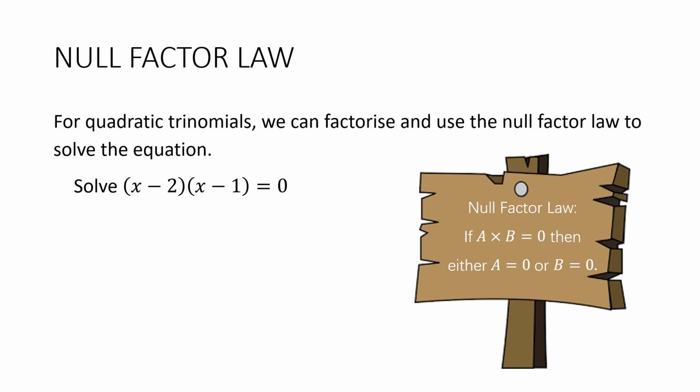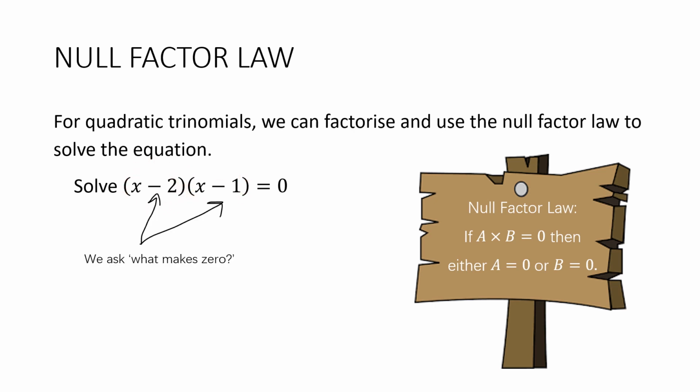So the Null Factor Law is a really, really useful law. It says if I have something times something is equal to 0, then either the first thing is equal to 0 or the second thing is equal to 0. And it makes sense because if I make this 0, it wipes the whole thing out. If I make this 0, it wipes the whole thing out. So what we've got to do in this case, because this is a product, there's a times sign in there, is make that 0 and then make this 0.